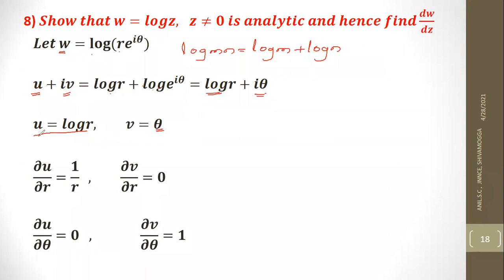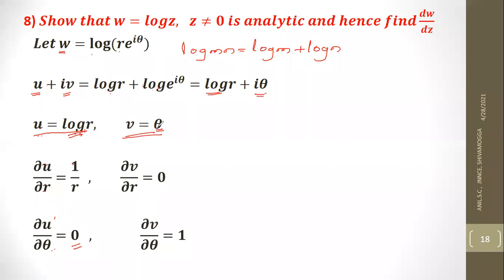First, we shall differentiate this u partially with respect to r. Derivative of u is del u by del r. Derivative of log r is 1 by r. Again, differentiate u partially with respect to theta. Derivative of u is del u by del theta. And the derivative of log r partially with respect to theta: there is no theta here. Therefore, log r must be treated as constant. Its derivative is 0.